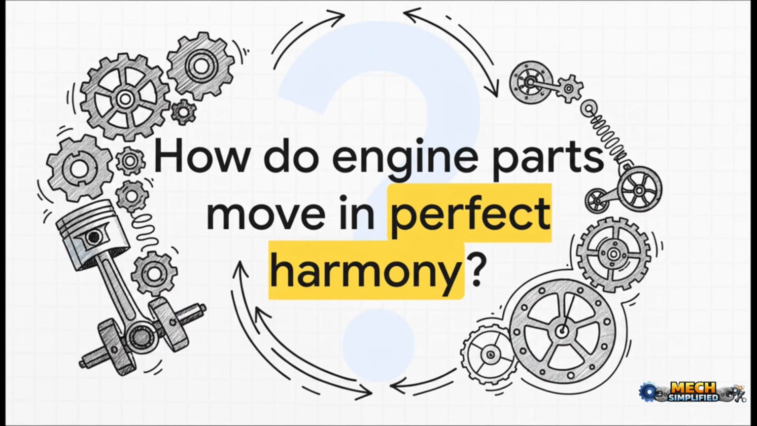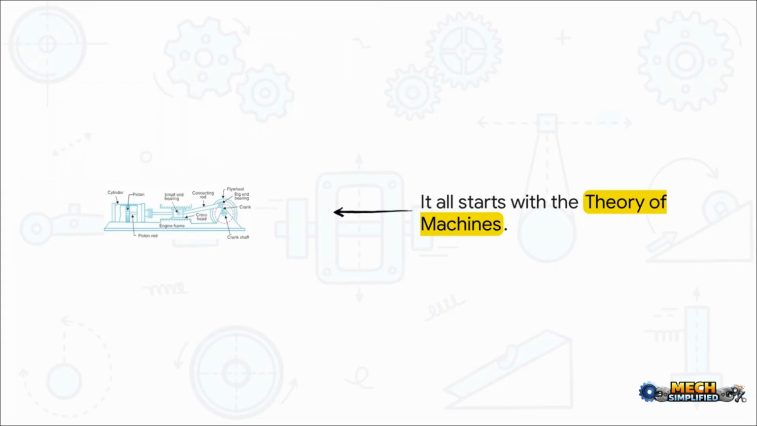No, I mean, really think about it. How do thousands of parts inside an engine, all those gears, pistons, and rods, move in perfect harmony, instead of just crashing into each other and becoming a pile of useless metal? Well, the answer to that question is something that's really at the heart of all mechanical engineering, the theory of machines. You can think of it as the official rule book, right? It's the blueprint engineers use to build that incredible symphony of motion.